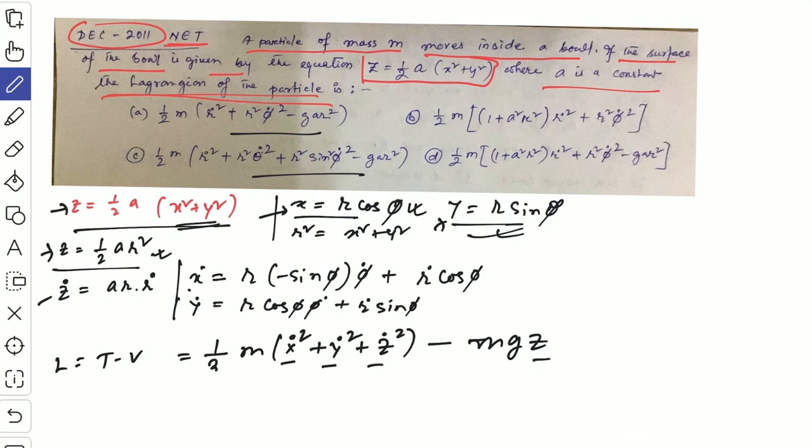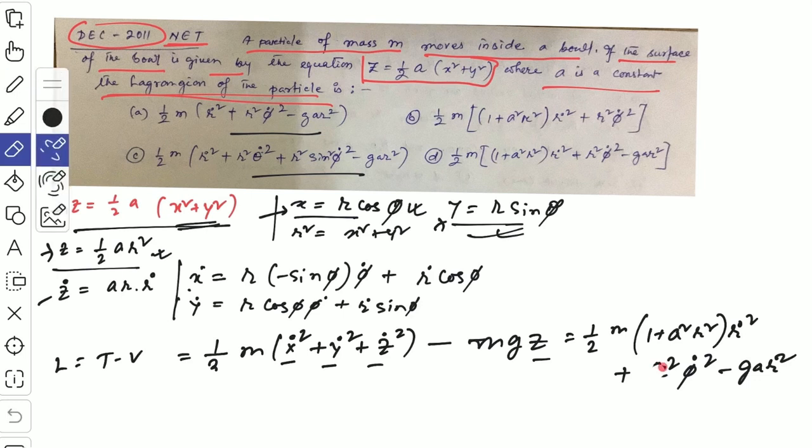So now if you put the values of x dot, y dot and z dot here, and put the z, then you are going to have half m times 1 plus a square r square into r dot square plus r square phi dot square, minus m g a r square. Here you see, this should not be r dot, this is r only, not r dot, sorry. So how have we got this?